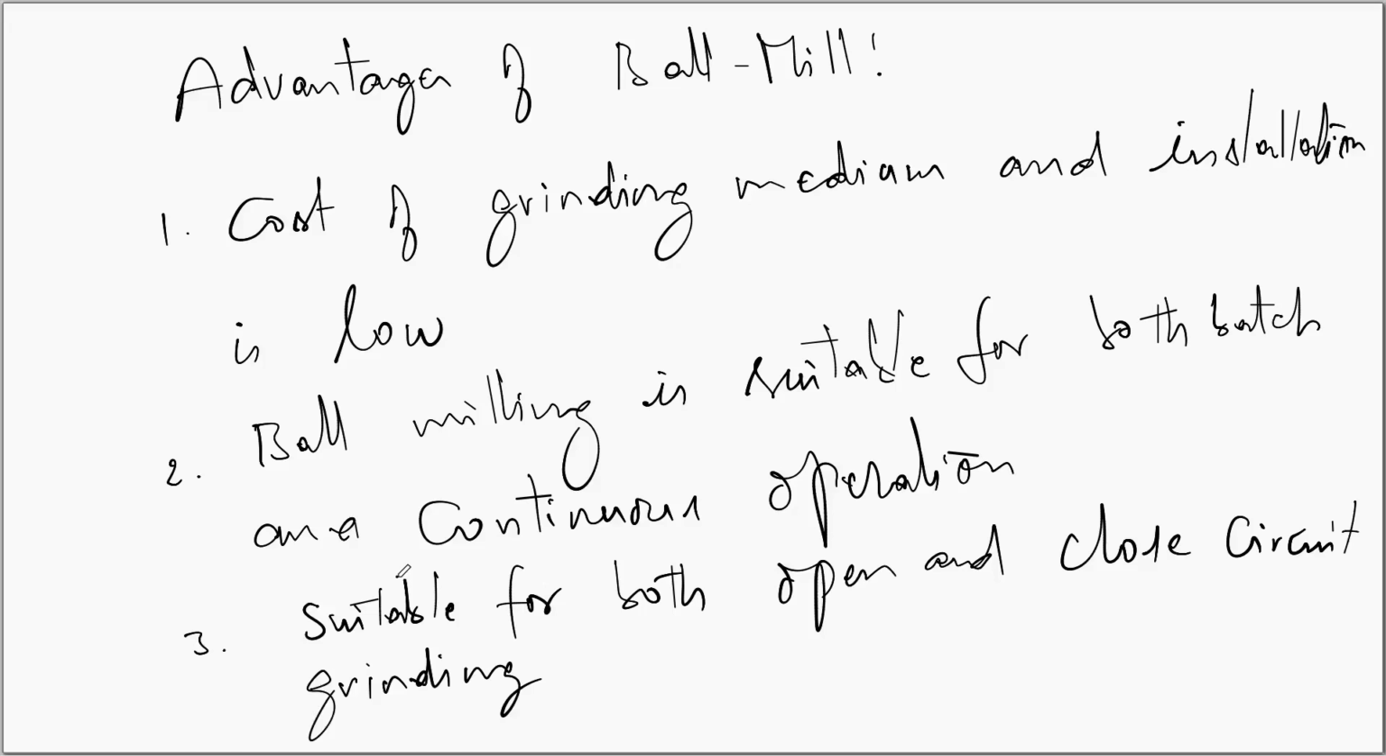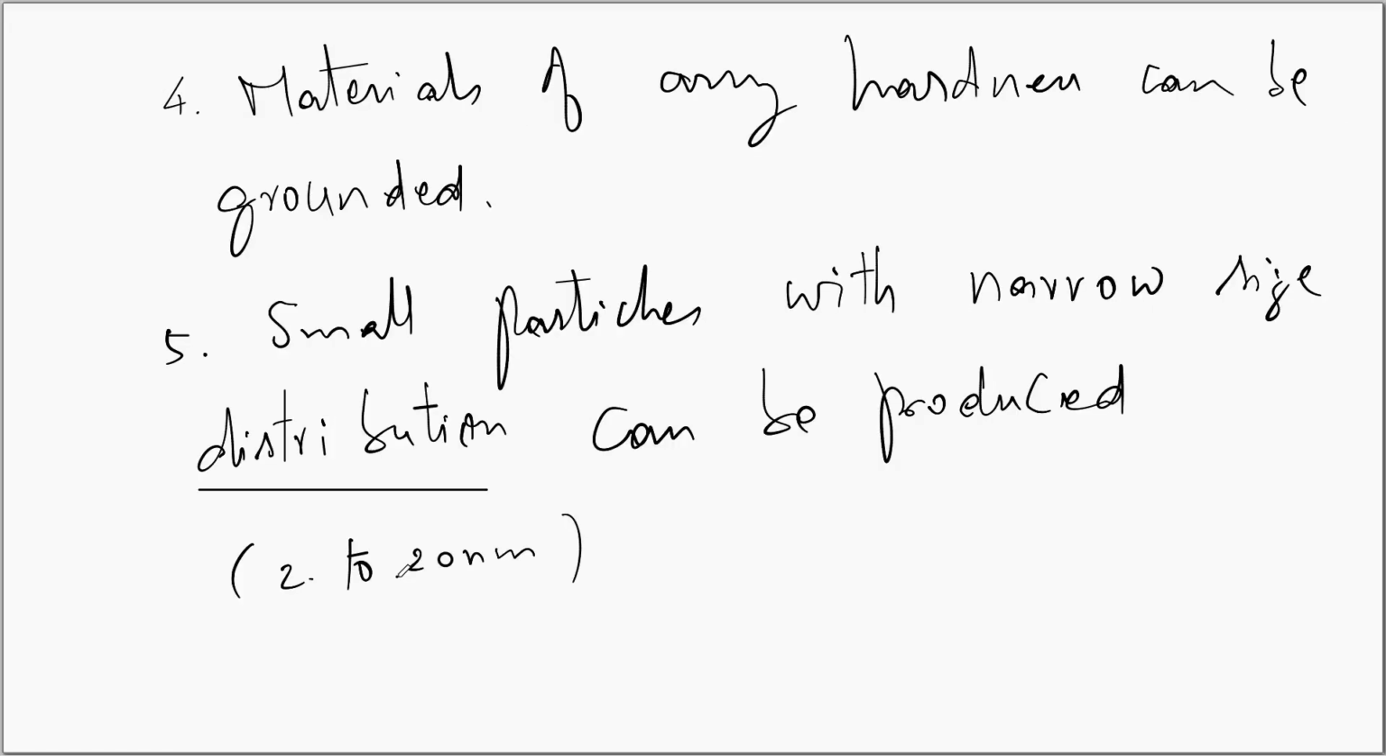We have seen the advantages of the ball mills. The cost of grinding media and the installation is low. Ball milling is suitable for both batch and continuous operation. It is suitable for both open and closed circuit grinding. Materials of any hardness can be ground. Small particles with a narrow size distribution can be produced.